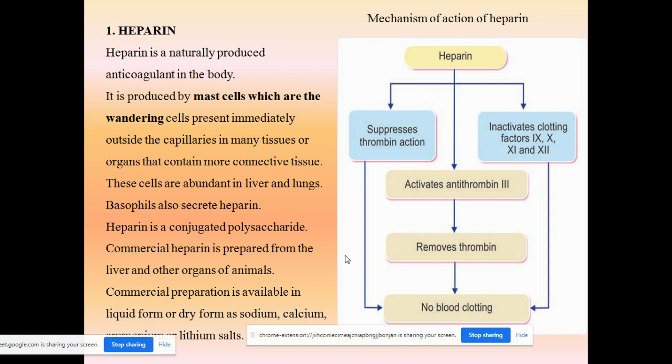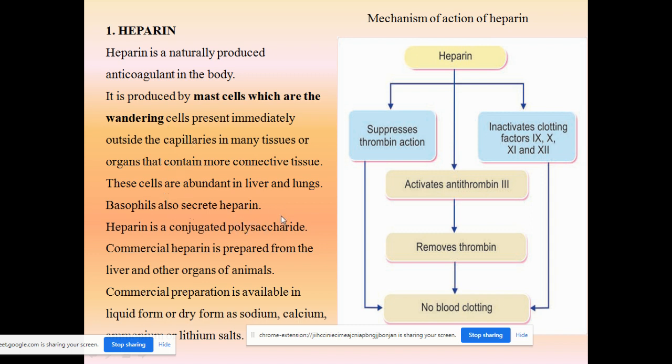Okay, what is heparin? What is the mechanism of heparin? Heparin is a naturally produced anticoagulant present in the body. Which cells produce it? Mast cells, which are wandering cells, present immediately outside the capillaries in many tissues, or organs that contain more connective tissue. So mast cells produce the heparin. These cells are abundant in the liver and lungs. Basophils also, not only the mast cells, basophils also secrete heparin.